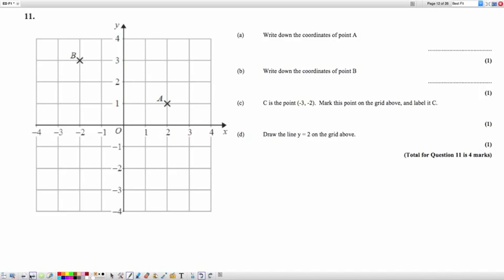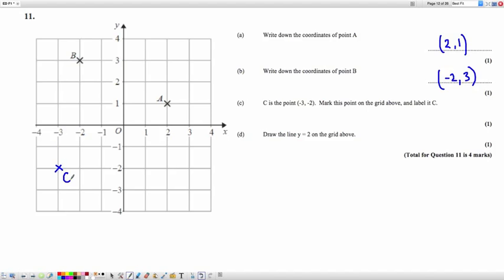Question 11. Write down the coordinates of point A. X first, 2 up to y, 1. So bracket 2, 1. The coordinates of B, -2 for x and +3 for y. We're then told that C is point -3, -2, and to mark this on the grid. So we go to -3 on the x and then down to -2.